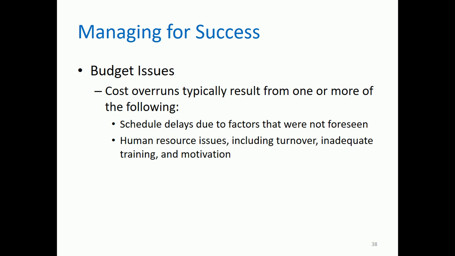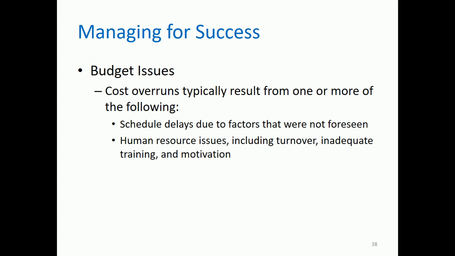And then schedule delays due to factors that were not foreseen. And then human resources issues, including turnover. What is the meaning of turnover? For example, a systems analyst resigns after 1 month of work, and then you have another systems analyst, and again after 1 month he or she resigns. That's a very high turnover rate.